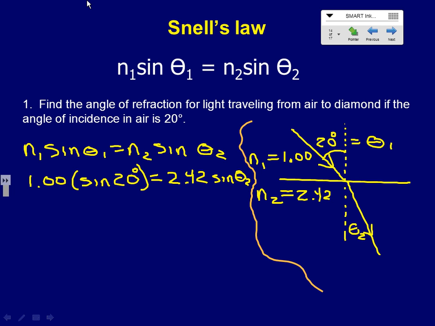Just like solving for x or for y or any other thing in mathematics, we want to isolate this theta 2. Right now, it's kind of stuck together with the sine, so I'm going to divide off this 2.42. Okay?